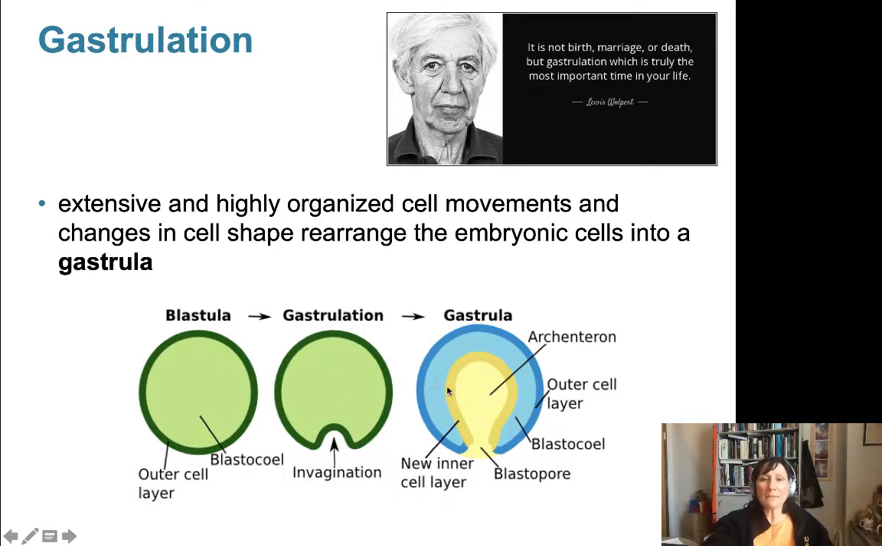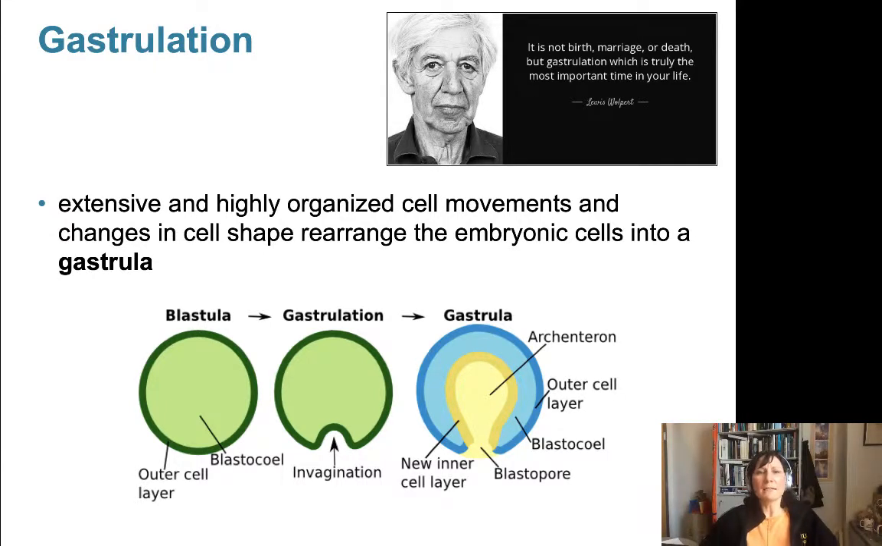So when this happens, you have the formation of two or three, depending on what animals you're talking about, very important tissue layers. So you're going to have the development of the ectoderm on the outside, the endoderm on the inside, and then for those animals that have it, the mesoderm, which is going to be this middle layer. Now, I'm not showing you that here in this slide. That's going to come up next.